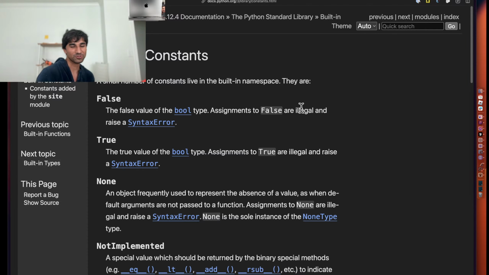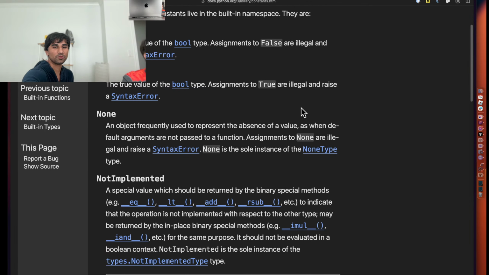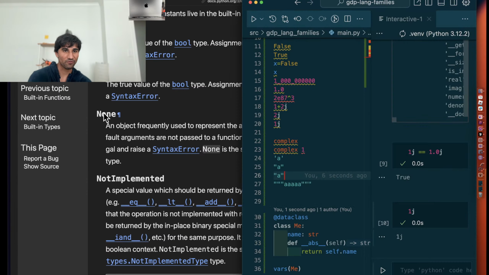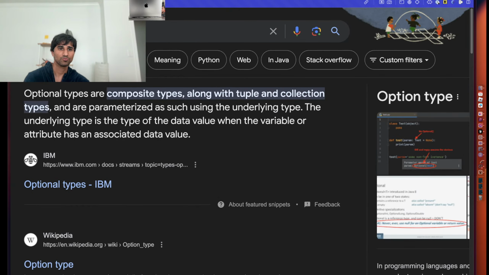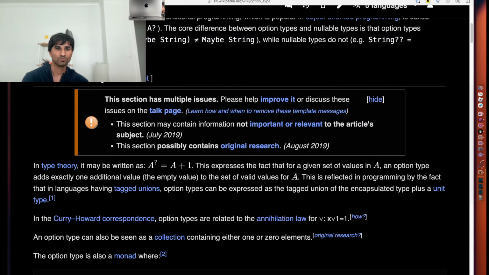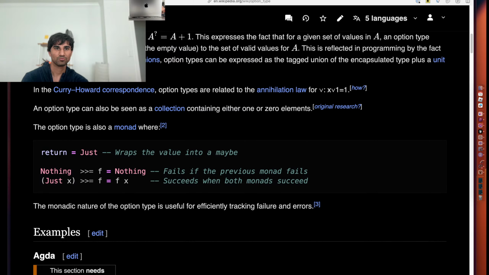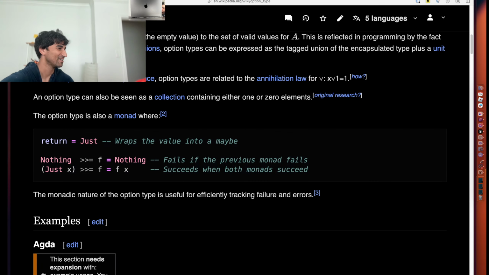Yeah. Well, of course, there's 1+1. More interesting programs. Oh, this is worth noticing. None. This will come up a lot. False equals true. False. Yay. An object frequently used to represent something. This is like a shittier form of the option type from Lean and otherwise. Okay, that's one way of putting it.